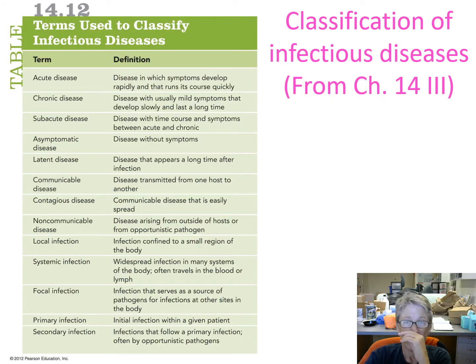Okay. From chapter 14, part 3, this is a table of classification of infectious diseases. So classification could be an acute disease, chronic, subacute, asymptomatic, latent, communicable, contagious, non-communicable, a local infection, a systemic infection, a focal infection, a primary or a secondary infection. And these are all the definitions of these terms used to classify infectious diseases. This is how you classify them.